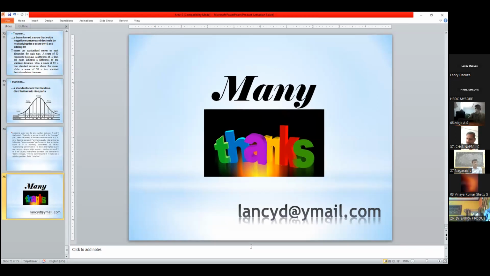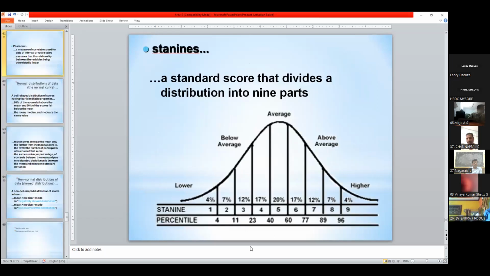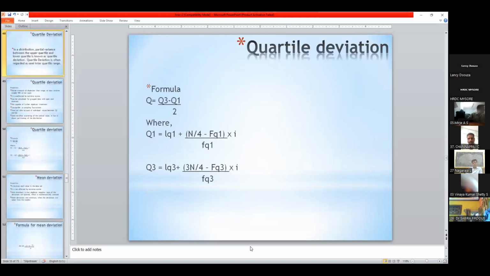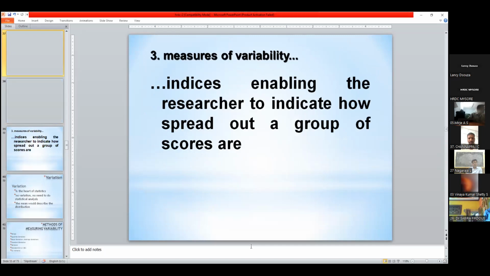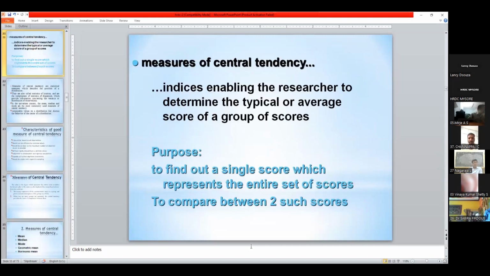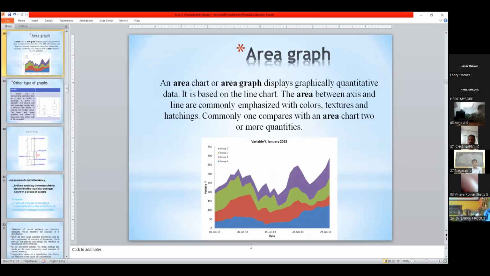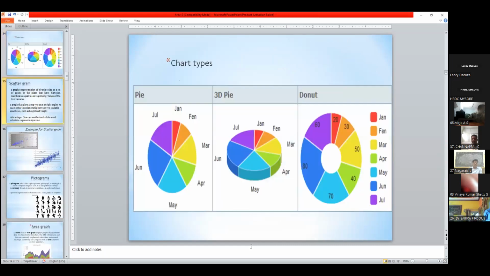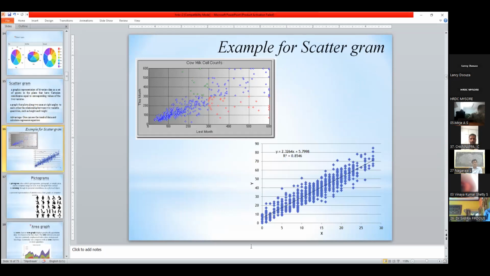Sir, good evening. My question is, how to find out the correlation with scatter plots? How to find out the plots of scatter? Can you explain a little bit? Okay, I'll go back to the scatter plot. Are you seeing the scatter plot now?